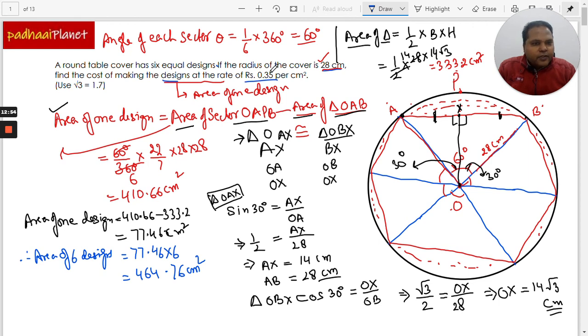we need to simply multiply it with the rate and we will get the cost. So we can say that the cost is equal to 0.35 multiplied by 464.76, which is equal to rupees 162.666. Now that's the final answer.